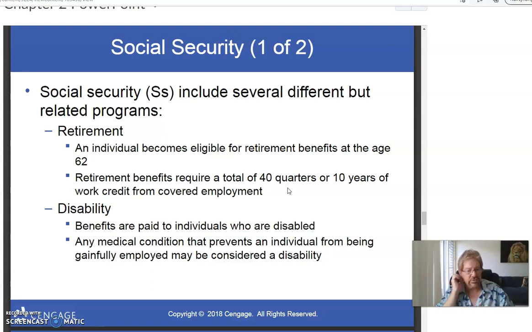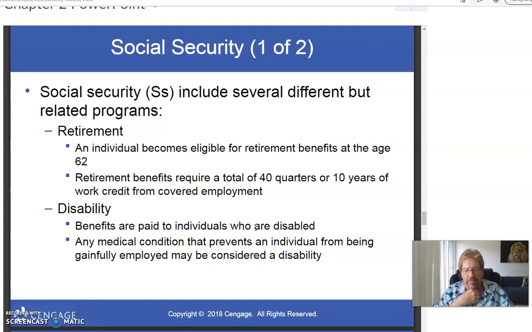Now, you can also get Social Security if you're disabled. Benefits are paid to individuals who are disabled. Any medical condition that prevents an individual from being gainfully employed may be considered disability. When you see these ads that attorneys put on about Social Security disability, that's what it is, because it's hard to get. My brother has diabetic retinopathy. He's blind because of diabetes. Not entirely, but a lot.